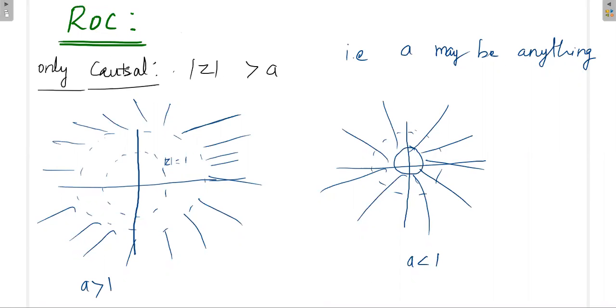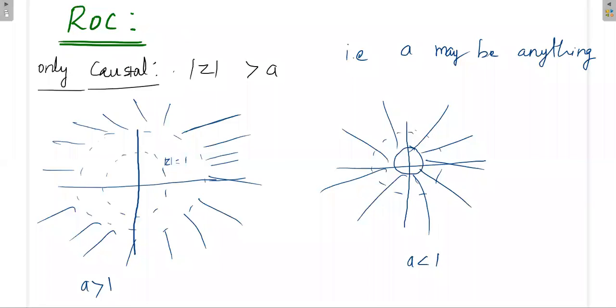Suppose the discrete time system is causal, only causal; we are not worried about other characteristics. That means the system may be stable or may not be stable. We are not worried about the stability, but only about causality, because a causal system may be stable or may not be stable. That's why I'm writing only causal.